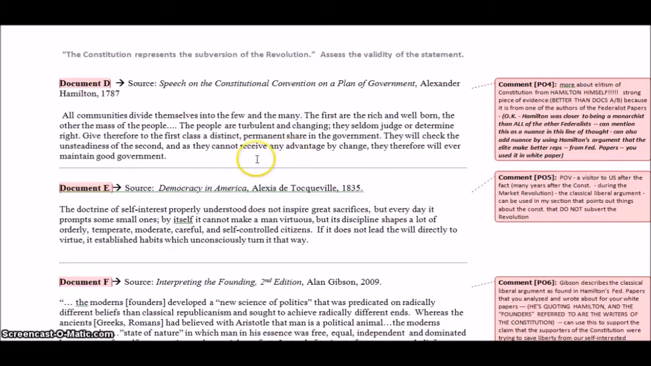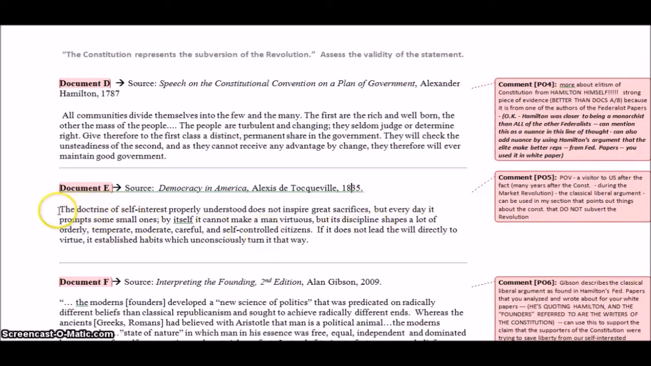All right, guys. Now let's get on to document E. This is Alexis de Tocqueville, 1835. That should tell you right away this is well after the debate about ratification. So again, you can press pause and read the doc, but I'm going to keep on going. He was a visitor to the United States after the fact, many years after the Constitution, and it was during the Market Revolution.